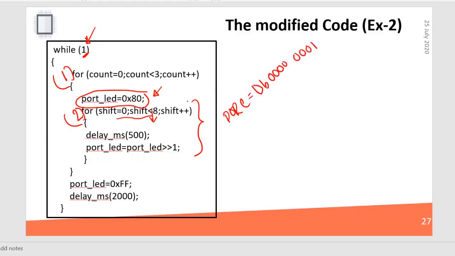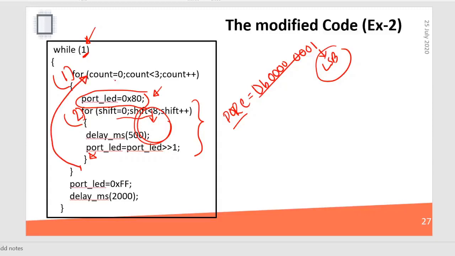00000001. After the 7th time of this nested for loop, the port C will be this. That means the LSB LED is glowing now. So with this LSB LED, I will get out of that loop, and then I will come here. So this is the end of this nested for loop, then it will move to the first line of this loop.